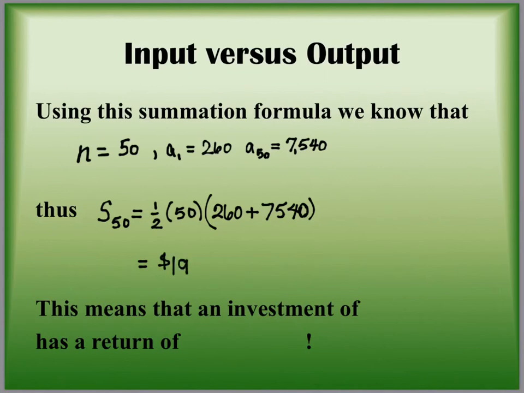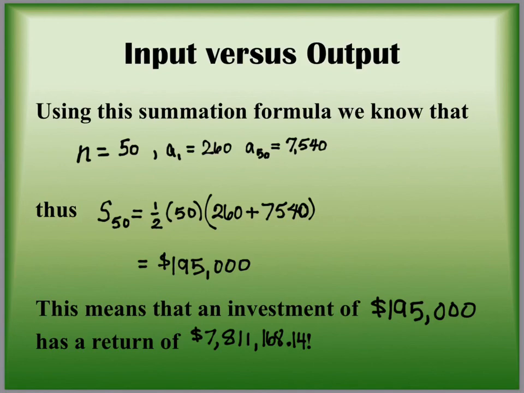$195,000. You can buy a nice house for that. You can. Nice house for $195,000. So in this scenario, I didn't invest $13,000 and get $2 million when I retired. Instead, I invested $195,000, significantly more, no question. But I retired with how much? $7,811,168.14.